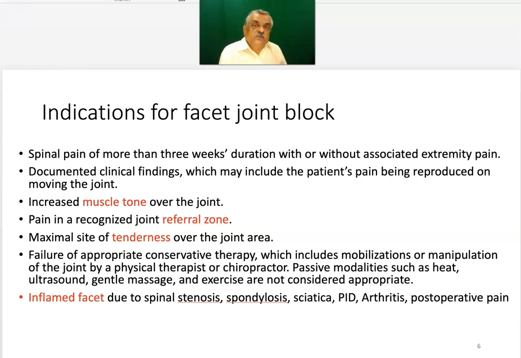As you know, these are appropriately treated with conservative therapy like mobilization and manipulation by a chiropractor or a physical therapist. Passive modalities like heat, ultrasound, gentle massage, and exercise are not considered appropriate, mainly because they increase the pain. The inflamed facet due to spinal stenosis, spondylosis, sciatica, disc herniation, arthritis, or postoperative changes can be treated by a facet joint block, where the facet joint capsule and the synovium are inflamed.